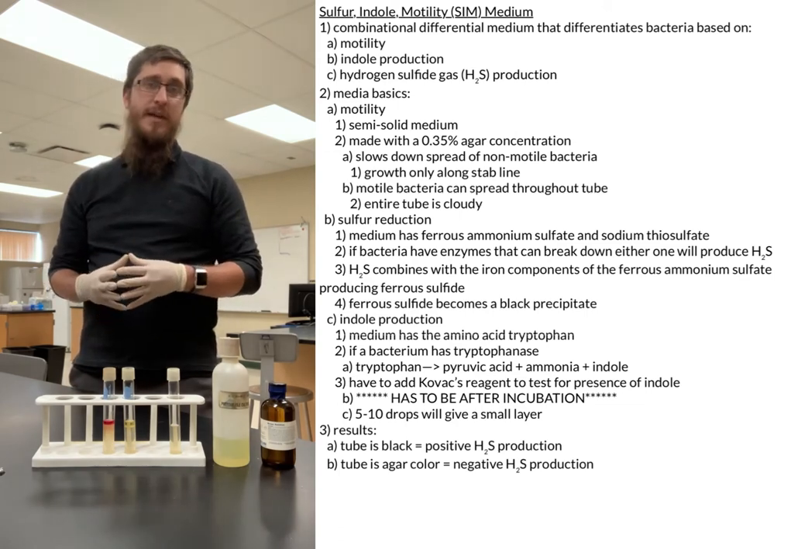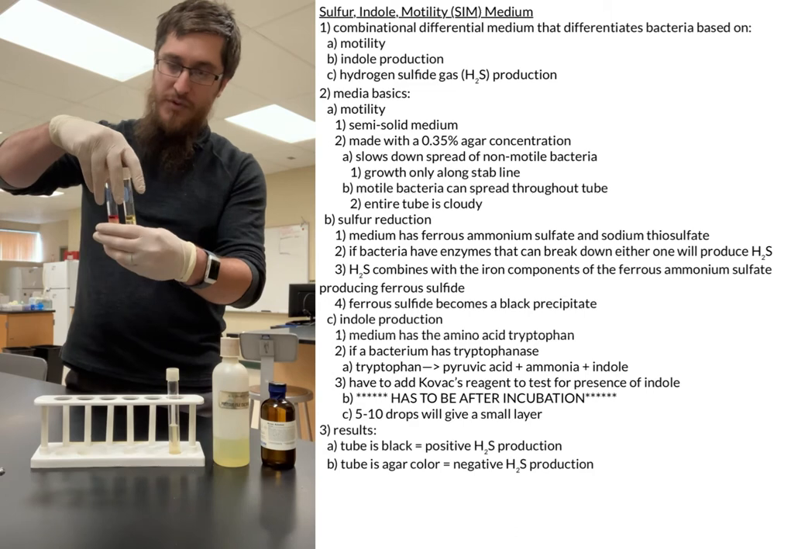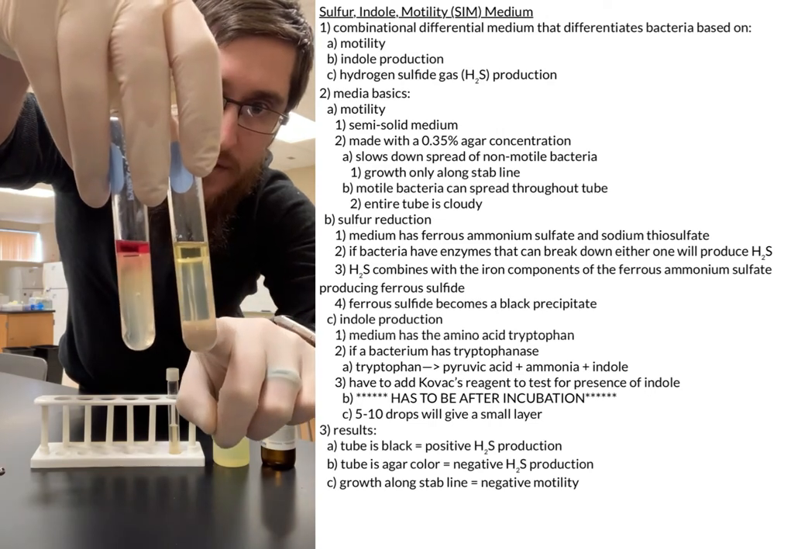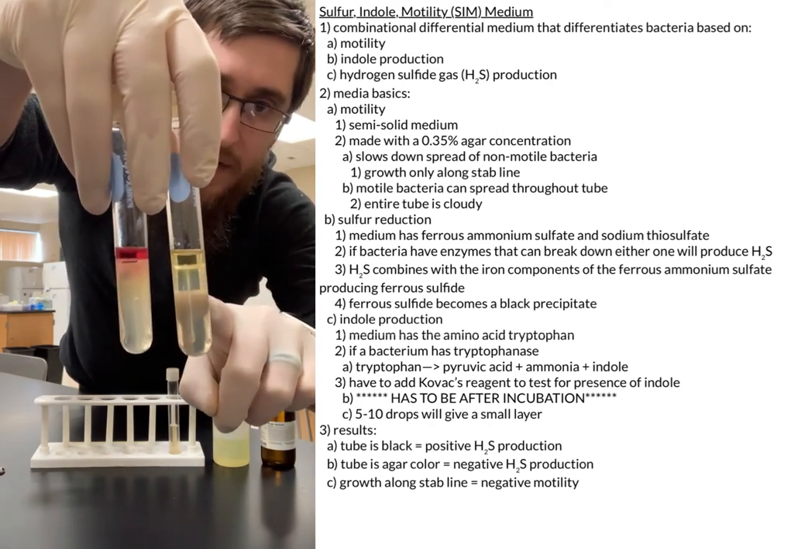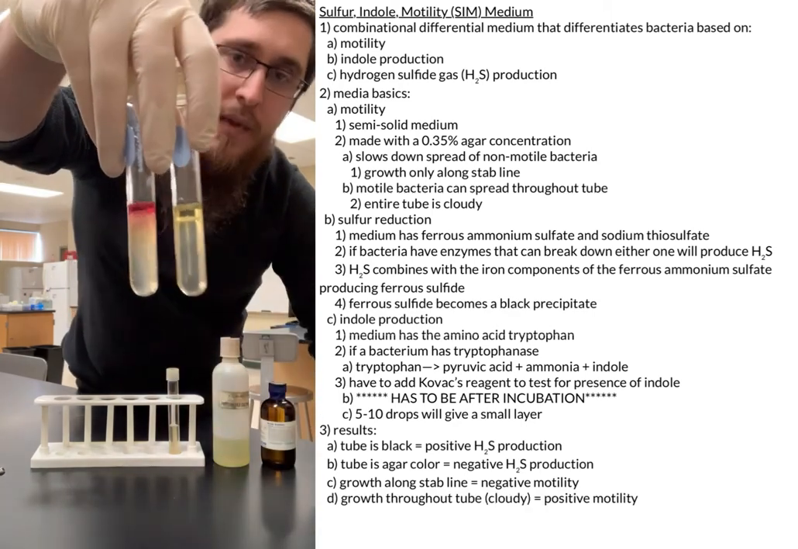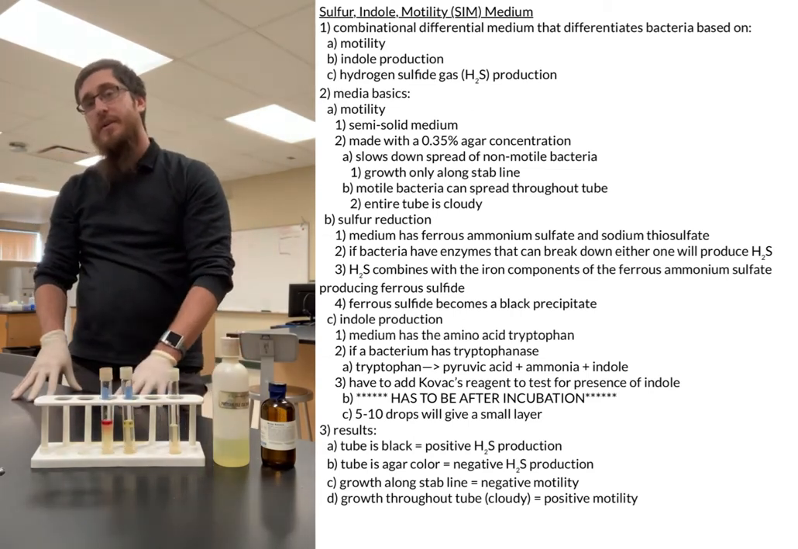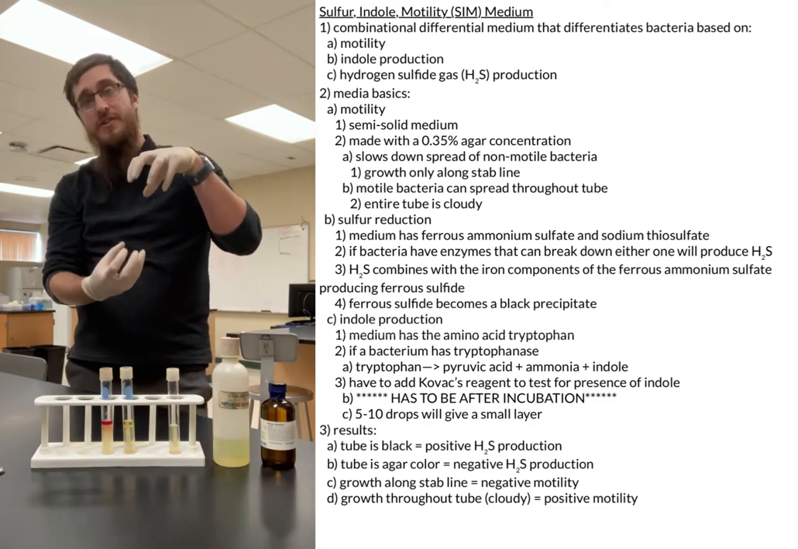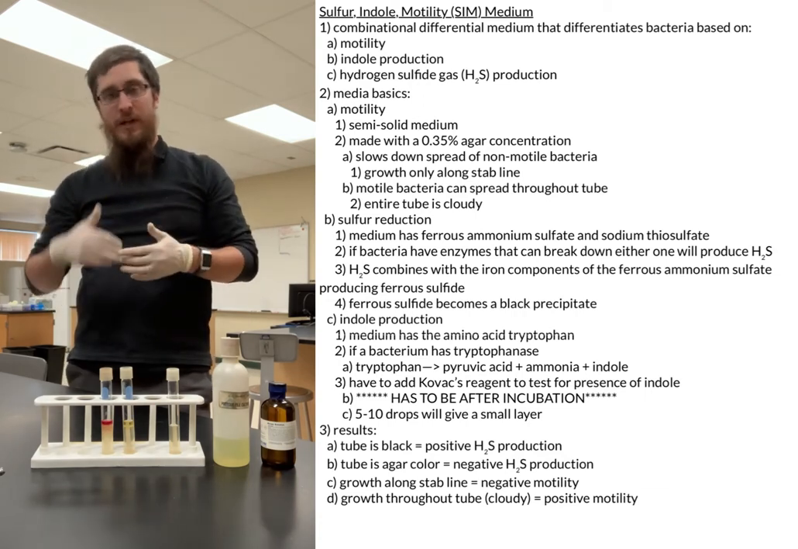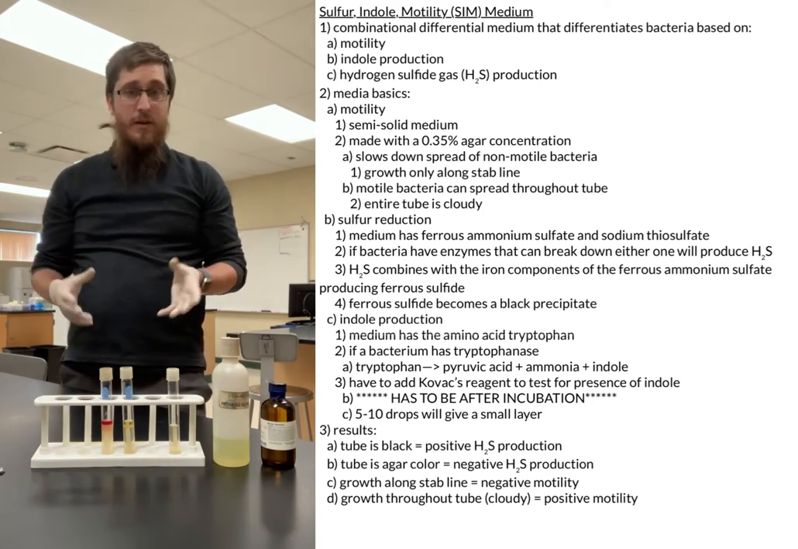The next thing we would look at is motility. When you look at your tubes after you've incubated them, if you have growth just along the stab line, like you can see on this tube here, that would be negative for motility. But if it looks cloudy all the way through, like in this tube here, that would be positive for motility. On that note, if your tube turns completely black because of the hydrogen sulfide production and you can't actually tell whether it's motile or non-motile, let me know and I'll tell you what result you're supposed to be getting.